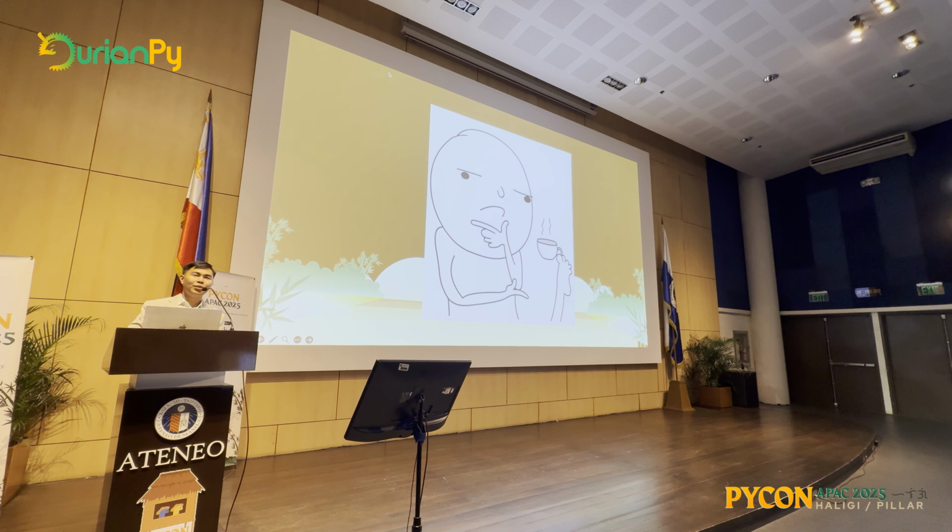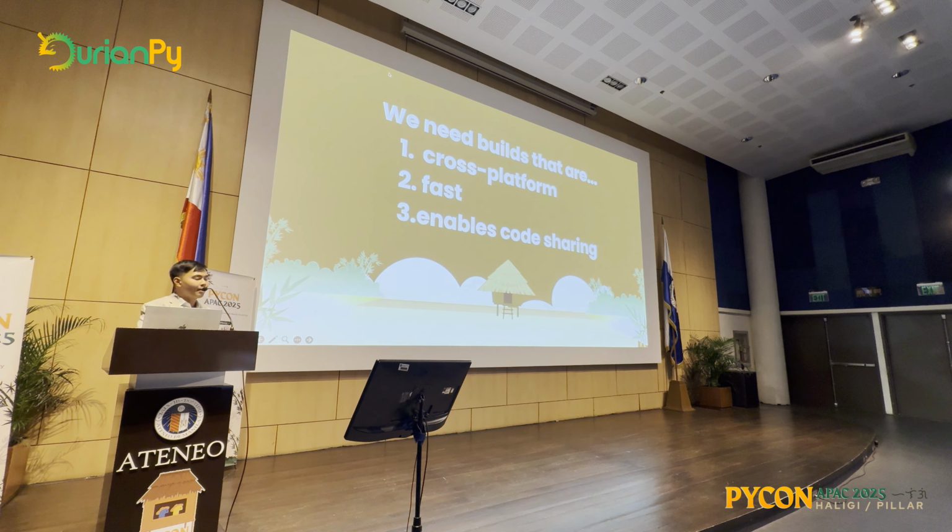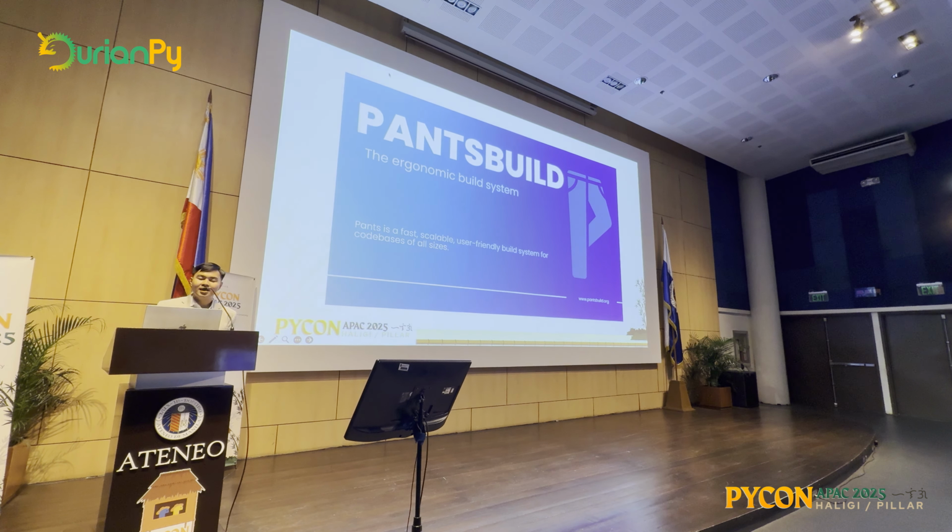So we've been looking for solutions, looking at how we can optimize this entire workflow. Some requirements that we want to take into account: number one, it has to handle cross-platform. It has to be fast. The builds have to be fast to fix our problems. And it has to enable code sharing. So we explored a few solutions, and the one that we settled with is the Pants build system. The Pants build system is a fast, scalable, user-friendly build system for code bases of all sizes. It could be a monorepo, or it could be just a small repository.